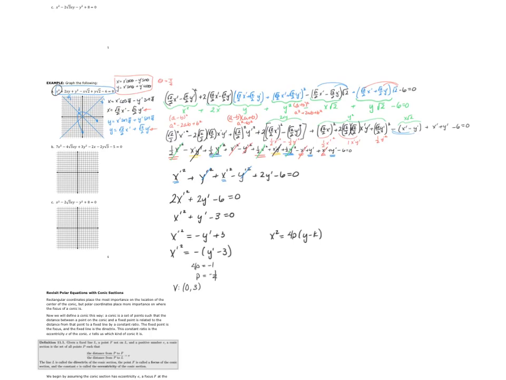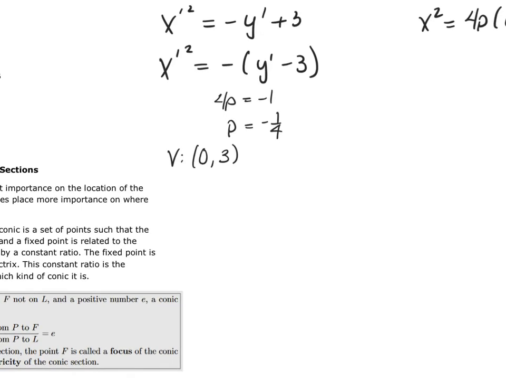What's the 1/4 doing there? Where does the negative 1/4 come into play? What is it doing in the graph? The negative makes it go upside down. The 1/4 tells me how far away I go to my focus and how far away I go to my directrix.